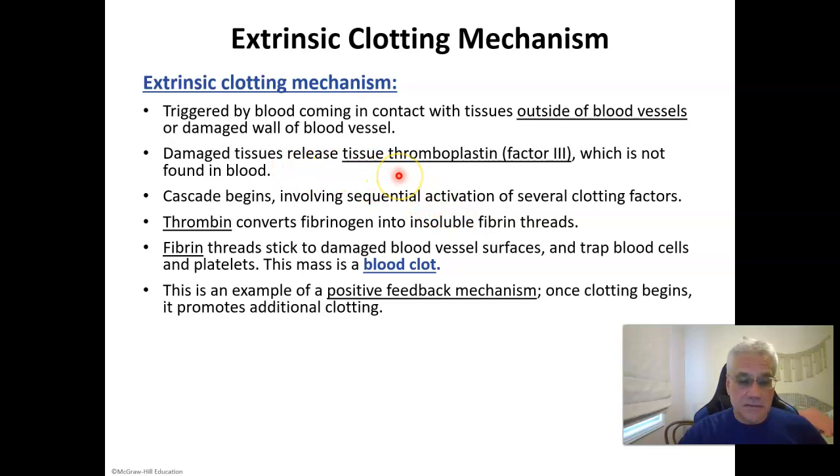Damaged blood vessels, damaged tissues release this compound. It's called tissue thromboplastin, or it's also called factor 3. This is factor 3, or it's called tissue factor. Sometimes you'll see it just listed as tissue factor, TF. Nevertheless, damaged tissues release that. Well, that immediately begins a quick cascade. This is a very fast way to establish a clot.